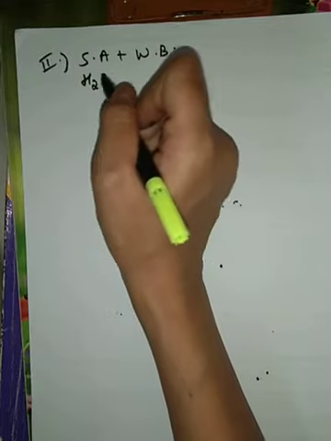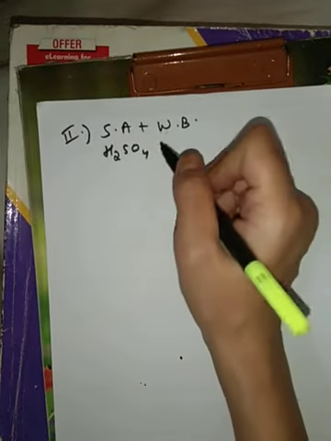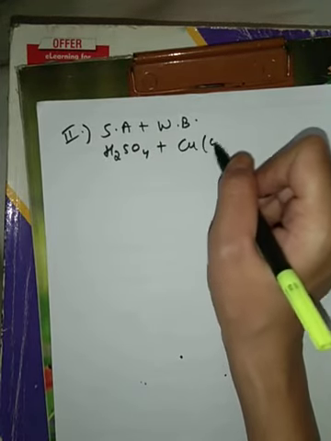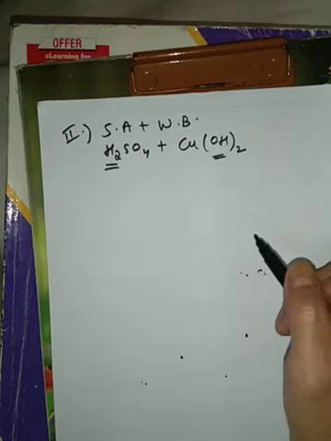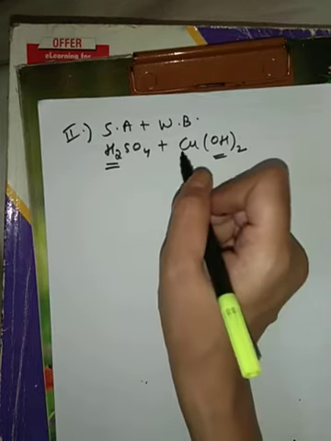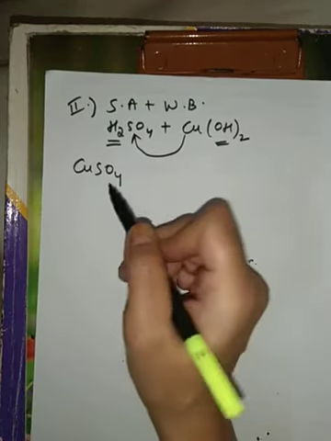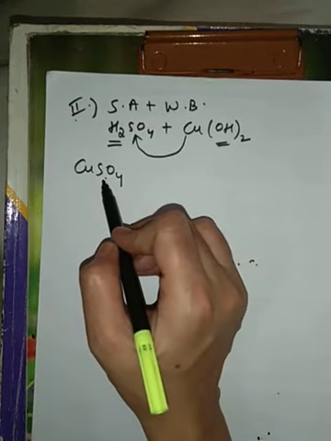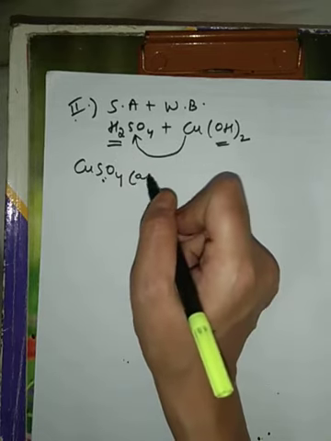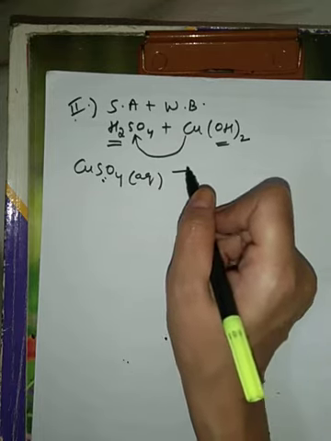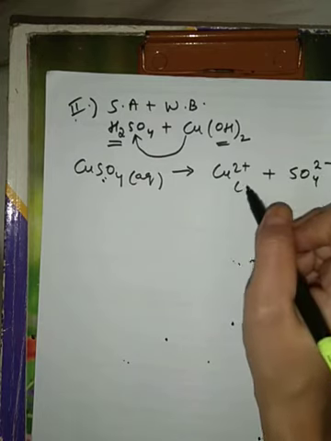Let me take H2SO4 and combine it with a weak base like Cu(OH)2. The H2 and OH will combine, and the salt formed will be CuSO4. Copper sulfate is the salt of the second type, which consists of a strong acid with a weak base. As usual, when I dissolve this in water, I write aqueous, and it will dissociate to give you Cu2+ ions and sulfate ions.